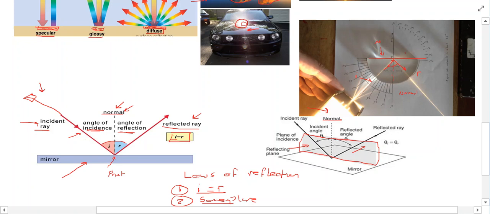Hopefully that makes sense. It's just a quick introduction to some key terms in relation to light, and it'll help us as we move on and start to study light in a bit more detail. Okay, so thank you for listening.